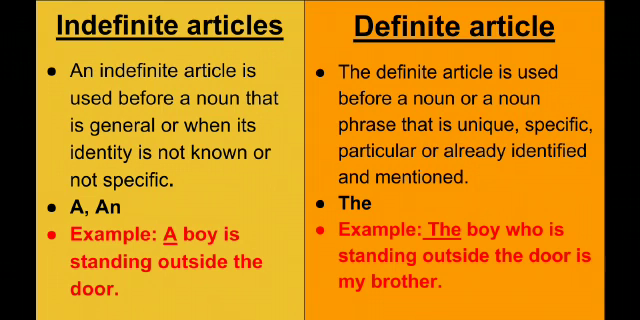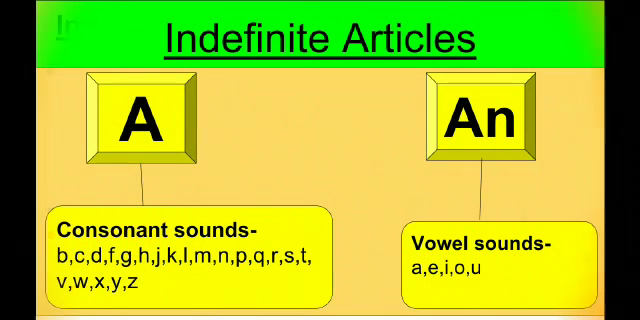We have put a. But if we talk about the example of the definite article: the boy who is standing outside the door is my brother. So here the identity of the boy is known, that he is my brother, and we are talking about a particular or a specific boy who is standing outside the door, and that boy is my brother. So that's why we have used the here.